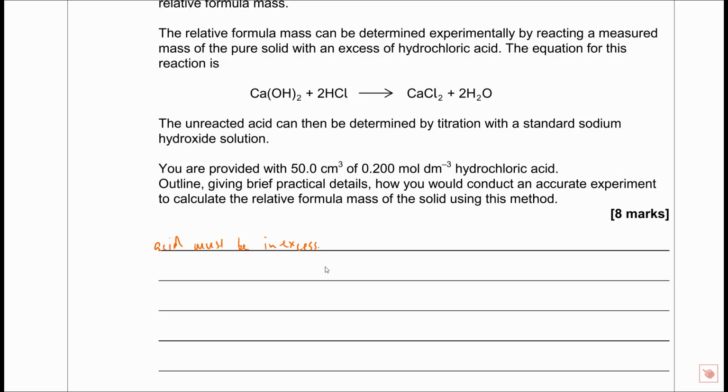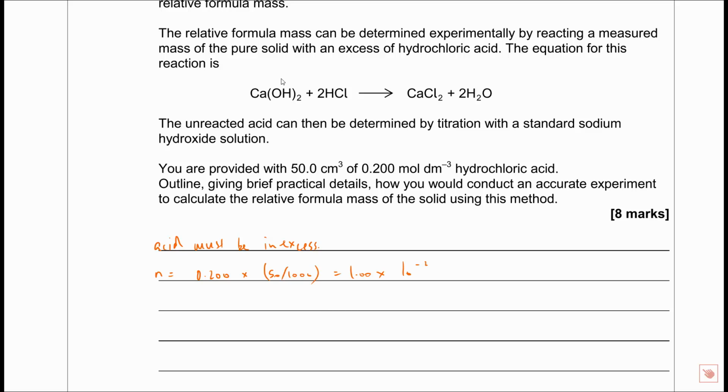And now you've got to basically make sure, if you were doing this for real, that the acid is in excess. Therefore, you'd have to make sure that the solid you put in contains less moles than you would get in the reaction, if that makes any sense. So the moles of acid must be greater than the moles of calcium hydroxide present. So you need to work out first off, how many moles of acid do I have? Now moles is concentration times volume, so 0.2 times 50 over 1000, and that comes out at 1 times 10 to the minus 2, or 0.01, isn't it? Yeah, 0.01, whatever you want to call it, 10 to the minus 2.